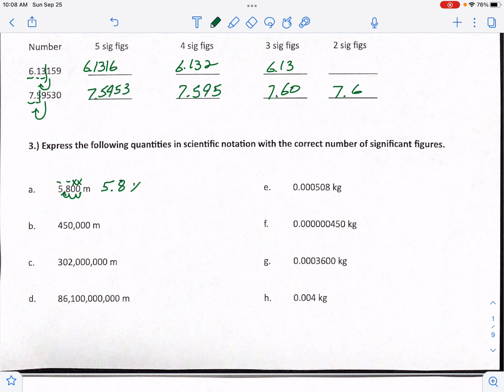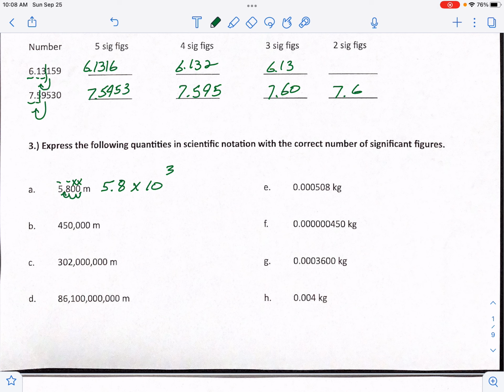Now, I'm going to put times 10. Okay, and I'm going to count how many times as I go to the left. I went over 3 times. And since this is a big number, it's going to be a positive exponent. The way I remember that is if it's a big number like that, if that was like my bank account, I'd probably be a little bit more of a positive person. Okay, versus like a small number, I'd probably be more of a negative person because I don't have much money in my account. So that's one of the ways I remember it.